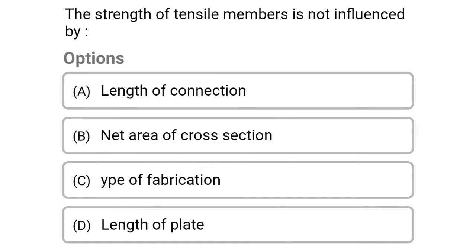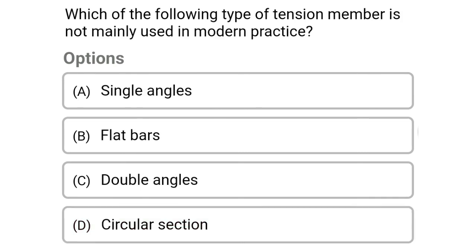So next question, the strength of tensile member is not influenced by option A length of connection, option B net area of cross section, option C type of fabrication, option D length of plate. So the correct answer is option D length of plate.